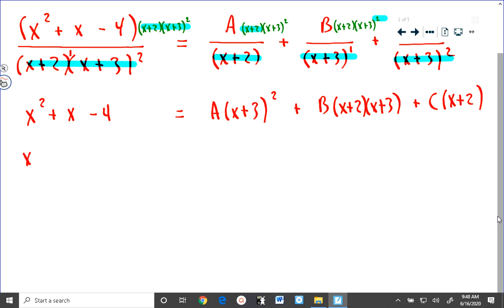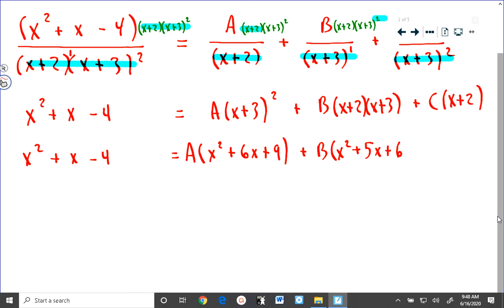So I'm going to get x squared plus x minus 4 equals a multiplied by x plus 3 squared. Well, x plus 3 squared is x squared plus 6x plus 9. Don't forget, x plus 3 quantity squared means we have to take x plus 3 times x plus 3. Plus, we have b, and I need to expand out x plus 2 times x plus 3, which gives me x squared plus 5x plus 6. And then we have the c multiplied by the x plus 2.